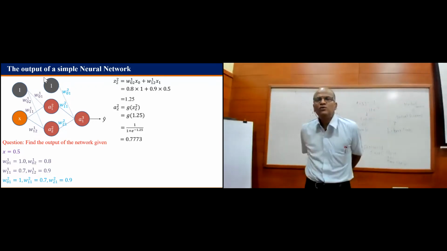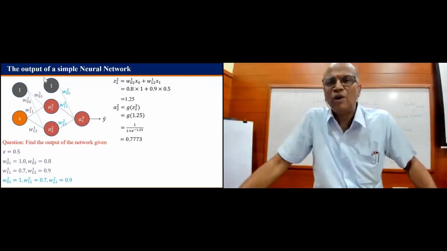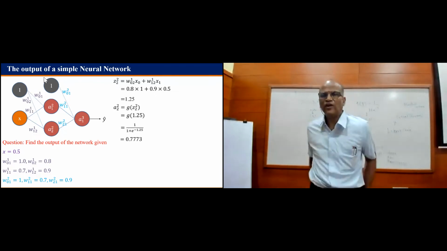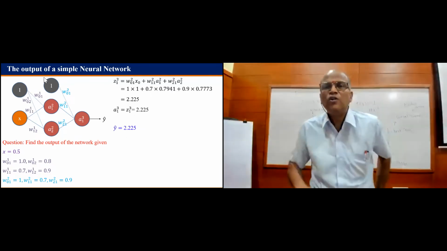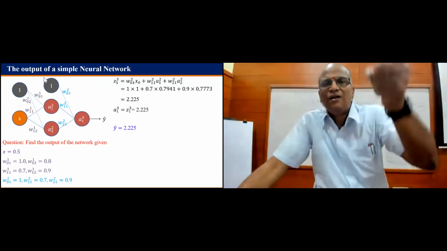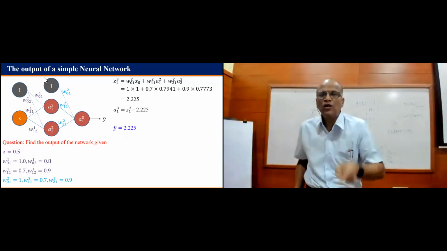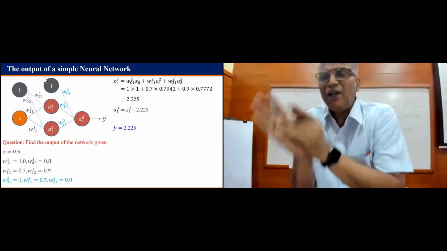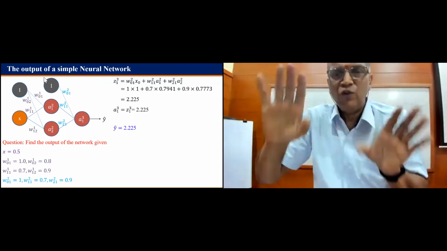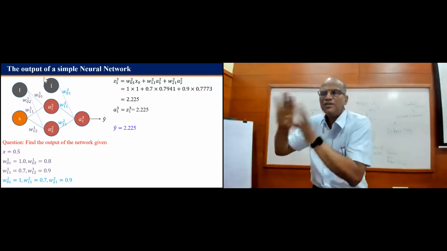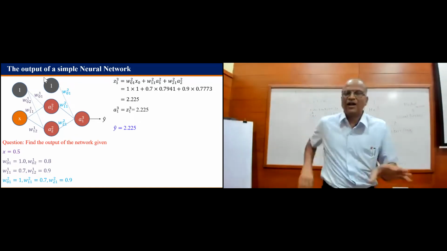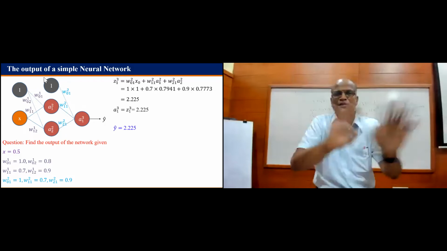Z22 is 0.8 into 1 plus 0.8 into 0.5, which is 1.25. A22 is g of 1.25, which is 0.773. If you continue further, Z13 is basically the linear combination of all the blue weights plus the bias plus A12, A22. Now finally, you don't again apply the sigmoid because usually it's linear. So usually A13 equals Z13, which is equal to Y, unless we specify that it is also sigmoid. The last one, we don't torture it. It's a linear combination of all the previous values.